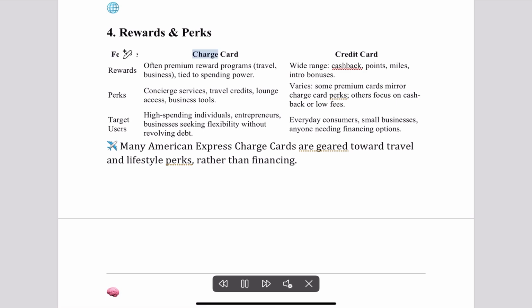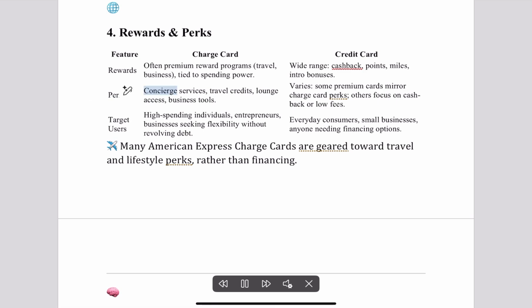Feature: charge card, credit card. Rewards. Often premium reward programs, travel, business, tied to spending power. Wide range, cashback, points, miles, intro bonuses. That's what I said. Now, the difference between charge card and credit card. Charge cards are mainly tied to your spending power. How much you spend, how much you pay back. The more you spend, the more you pay back, the more they're going to give you.